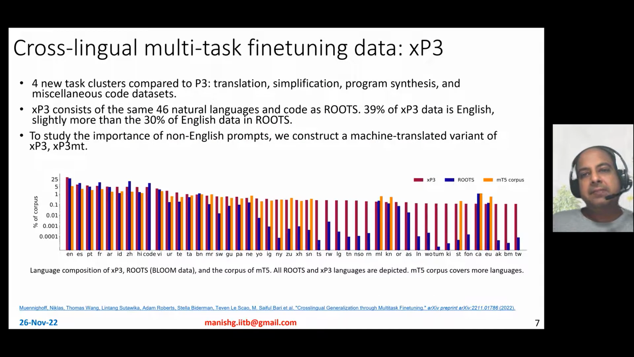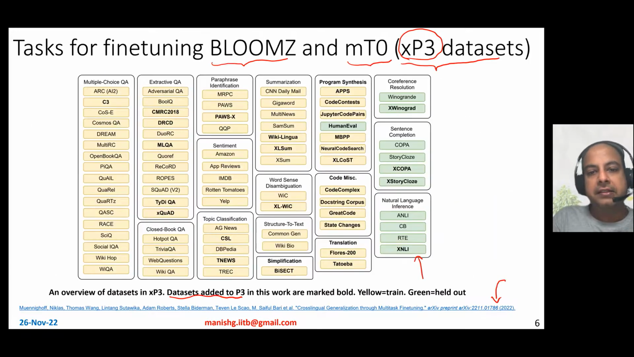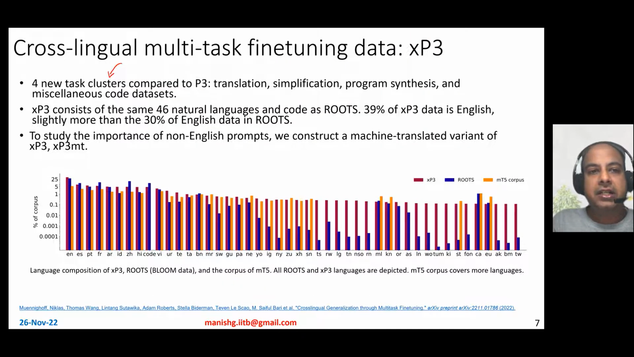A little bit more about this XP3 dataset. As we discussed, it contains more tasks and more datasets compared to P3 because it brings in multilinguality, right? In fact, it brings these 4 new task clusters. If we look at this picture again, there are these 4 new task clusters: program synthesis, code, miscellaneous code-based tasks, translation, and simplification. So it brings in these 4 different new clusters of tasks compared to the P3 dataset. XP3 is multilingual in nature, so it contains 46 natural languages and code.